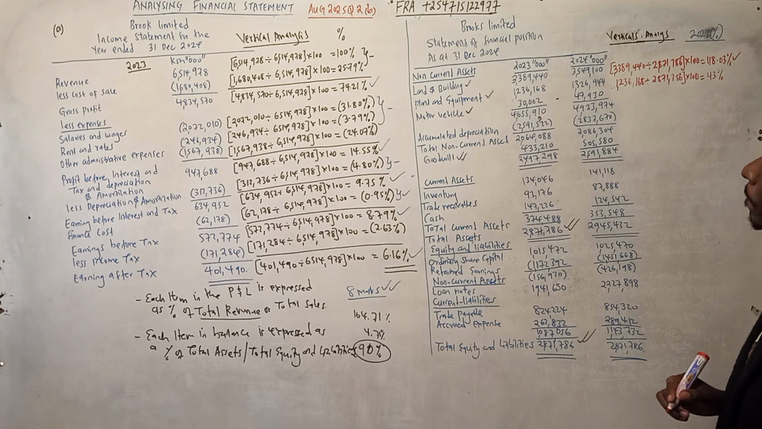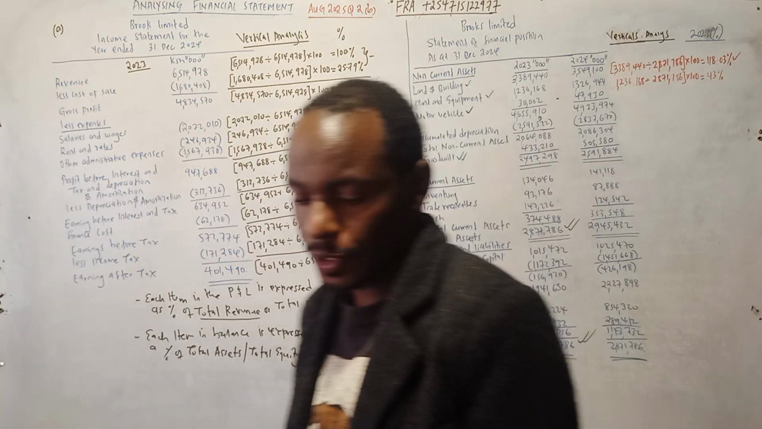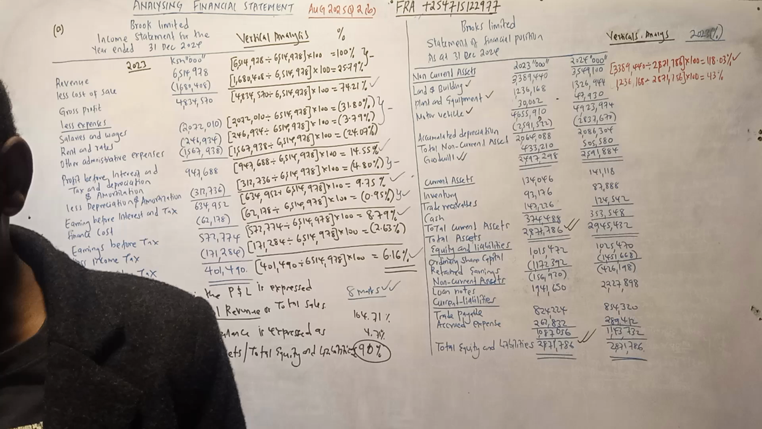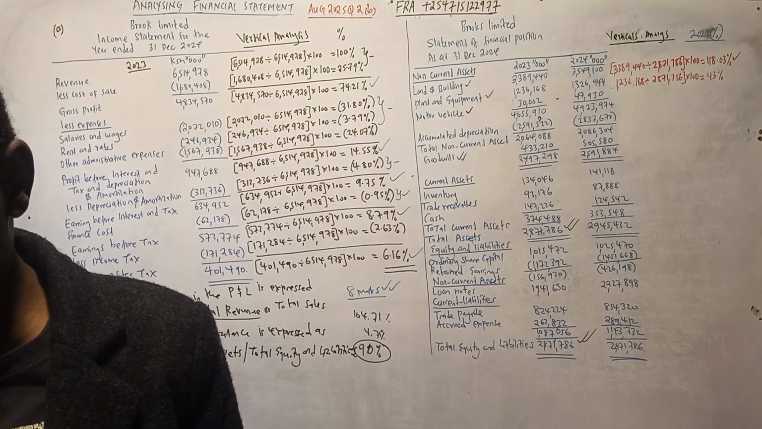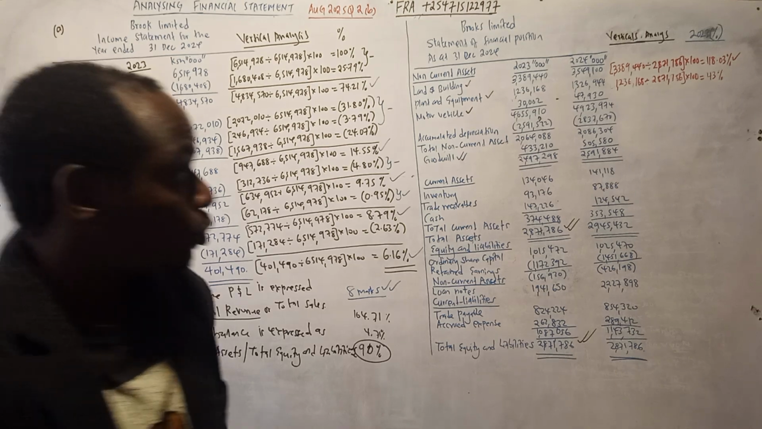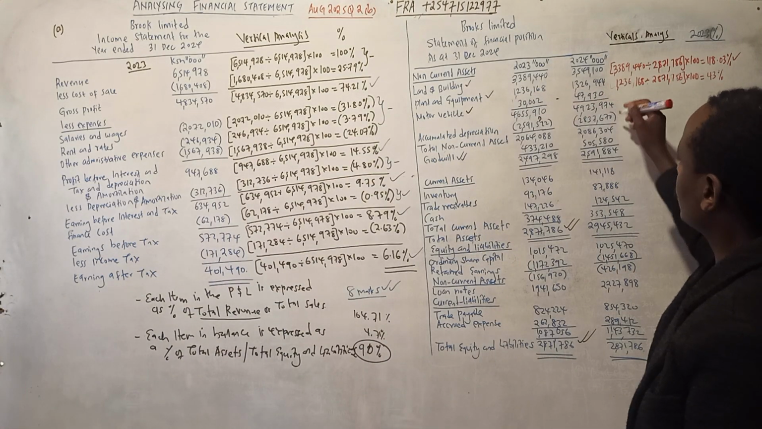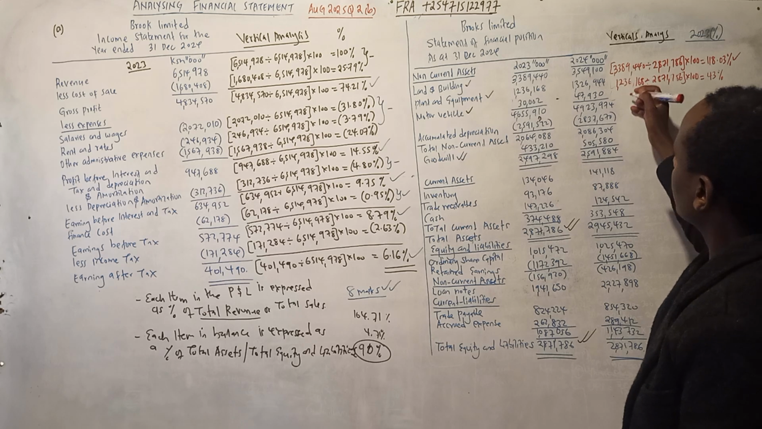Actually, there's something I've seen. How comes that land and building is more than the total assets? Let me see if I did an error. Total assets. Okay, it is fine. So meaning, I think it's mostly because of the depreciation part. We go to the next one.